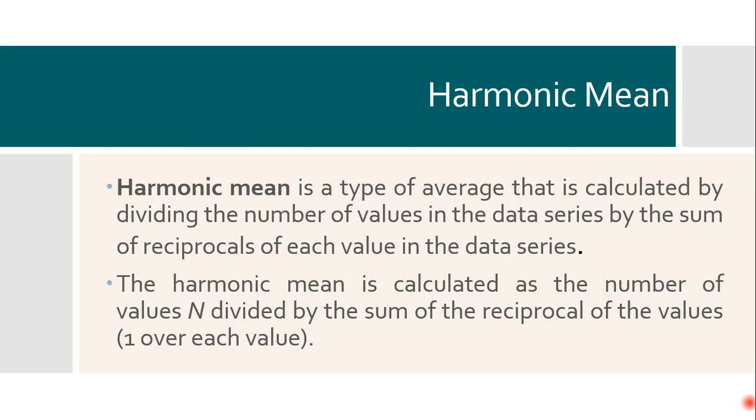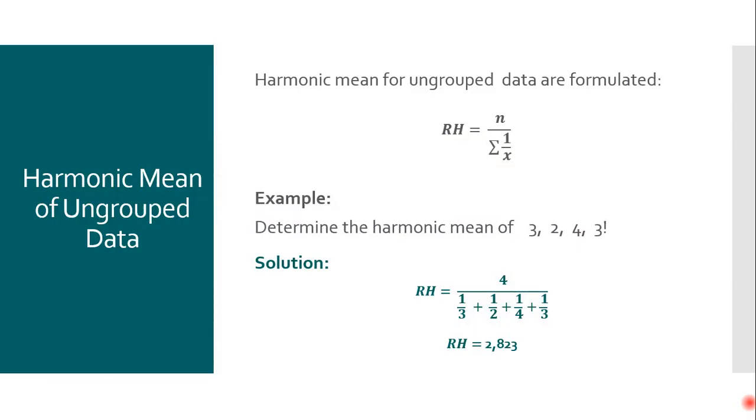And what is the formula? The harmonic mean of data can be divided into two types, the harmonic mean of ungrouped data and of grouped data. The first discussion is about the harmonic mean of ungrouped data. This is the harmonic mean, and you can notate it as H only, or harmonic, equal to n divided by sigma 1 over x.